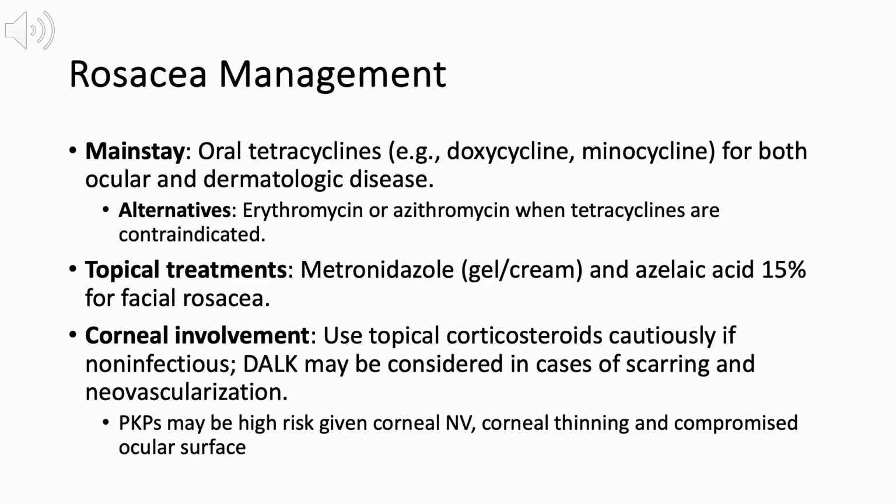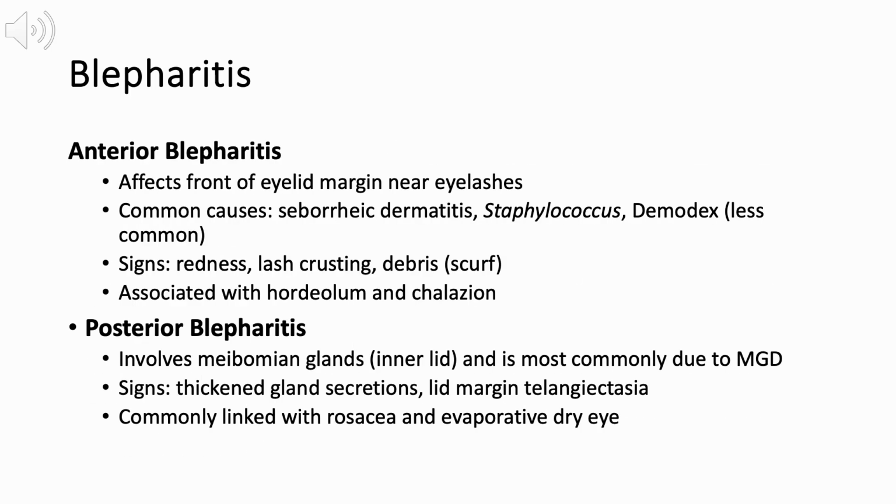PKPs, on the other hand, carry higher risks due to the presence of corneal neovascularization, thinning, and an overall compromised ocular surface. Blepharitis refers to inflammation of the eyelid margins and is broadly categorized into anterior and posterior types. Anterior blepharitis affects the front portion of the eyelid margin near the base of the eyelashes. It is commonly caused by seborrheic dermatitis, staphylococcus infection, or, less frequently, Demodex infestation.